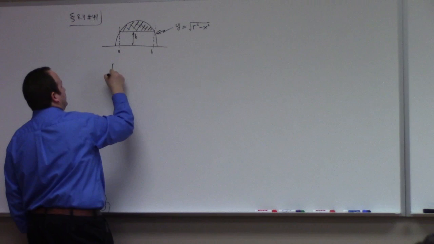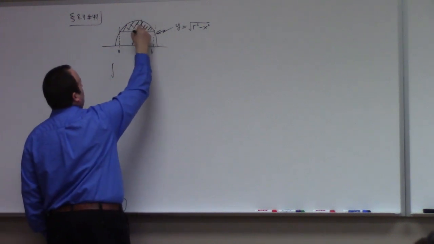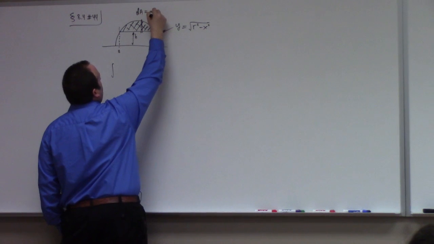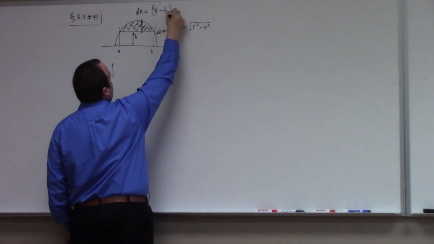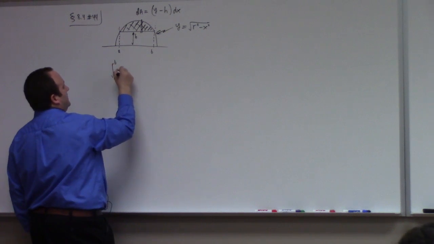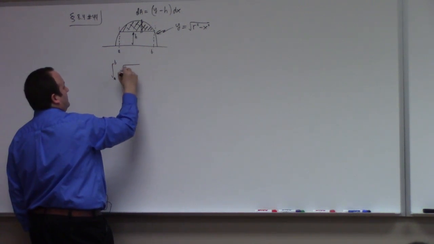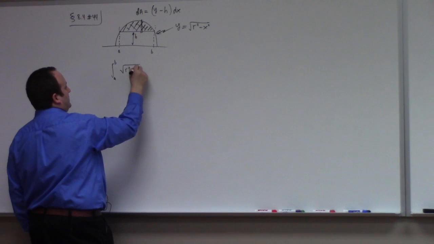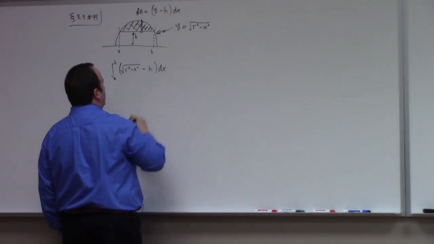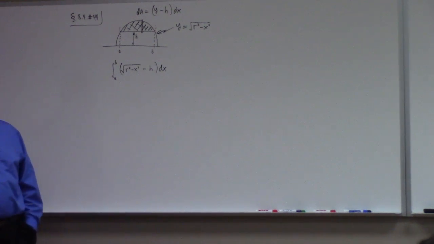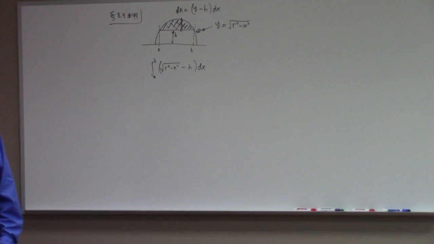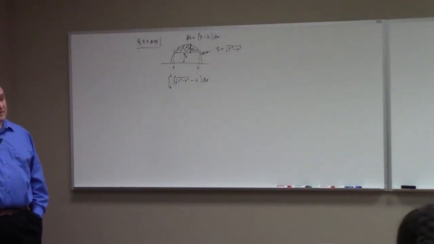And so you'd integrate. If you look at a typical infinitesimal area, dA would be y minus h dx, and that's going to be true from a to b. So you can integrate from a to b of the square root of r squared minus x squared, minus h, dx, and that should give you the area. And you see why it's in the trig substitution section, because that integral meets its demise with trig substitution.